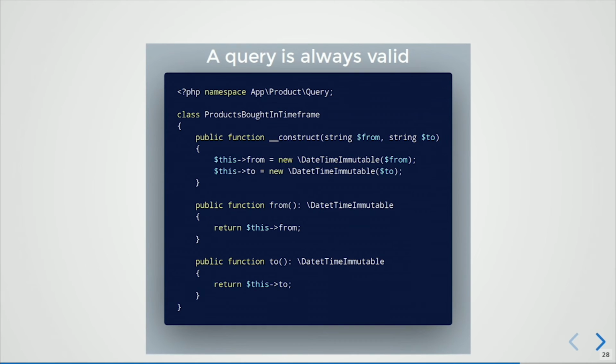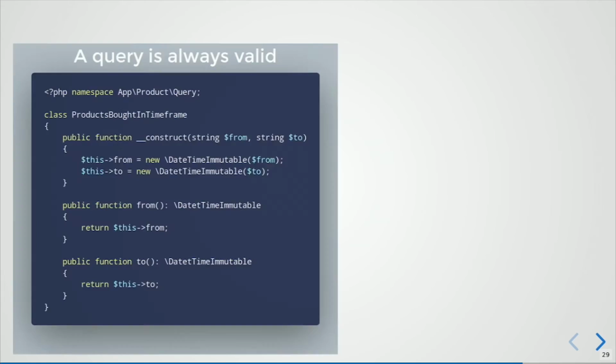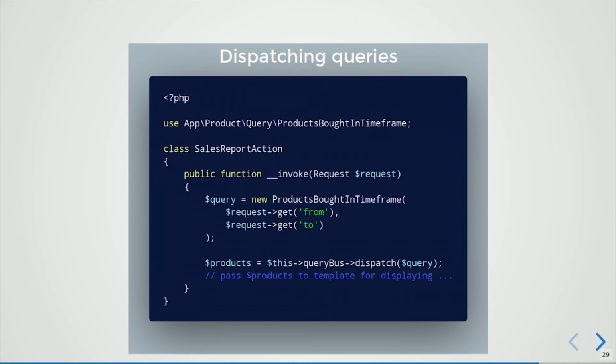But mainly because I don't do any queuing of queries. If I would queue them in a message queue like RabbitMQ, then probably using primitives would be a good idea. Dispatching is just like a command or an event: create a query message, dispatch it into the query bus, wait for the result to get back, and then pass it to the template, turn it into a JSON response, whatever.